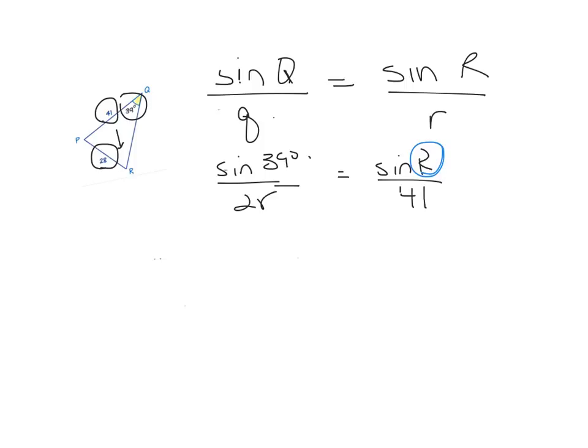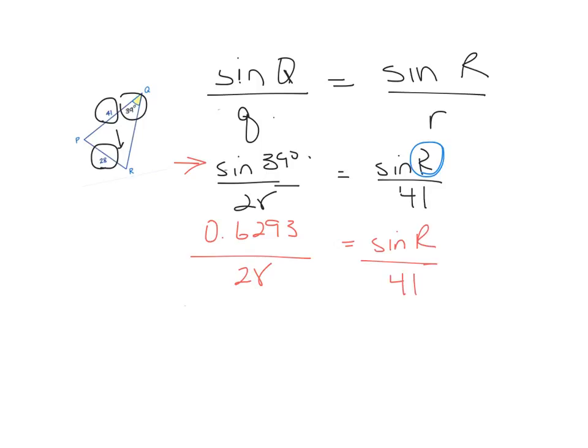Now you're going to make sure to calculate in degrees, because if it's in radian or gradient, you won't get the right answer. So you're going to figure out what sine 39 is. Sine 39, whatever your calculator is, should give you 0.629. Try and do at least 4 decimal places just so you have an accurate answer. Over 28 equals sine R, which we don't know, over 41.